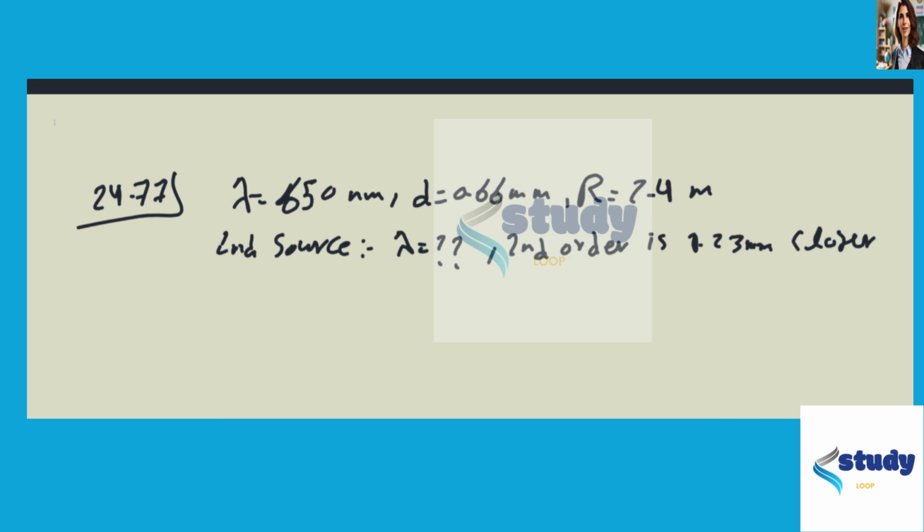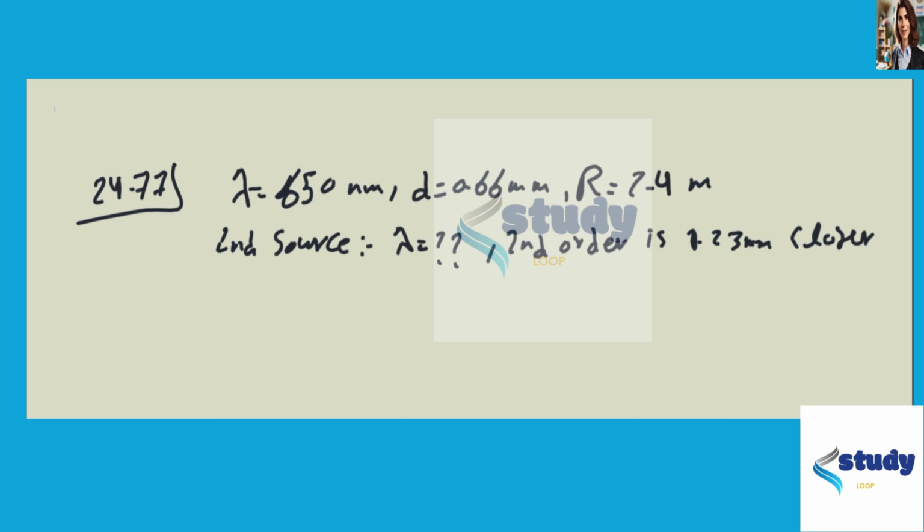Okay, so this is problem 24.77. In this problem, we have a monochromatic light of wavelength 650 nanometers going through two slits that are 0.66 millimeters apart, so d is 0.66, and we're observing the interference pattern on a screen that is 2.4 meters away from the two slits. The question asks: if we have another source and we observe its second order maximum, we find it is closer to the center by 1.23 millimeters than the second order of the first source. What should be the wavelength of the new source?